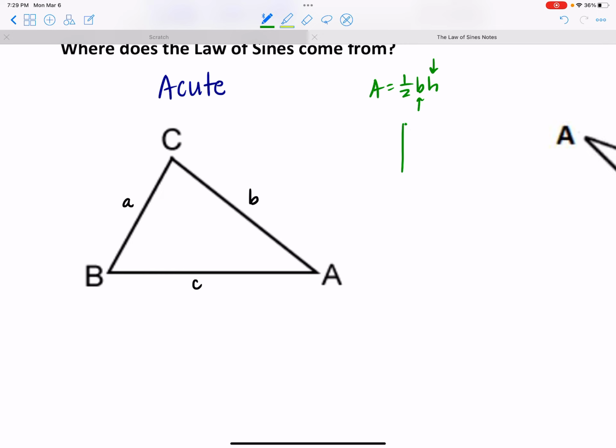So when you're looking at a right triangle, the base and the height would have to be the legs of the right triangle because they are perpendicular to one another. They make a 90-degree angle. If you have an oblique triangle, it's not as clear what your base and height are.